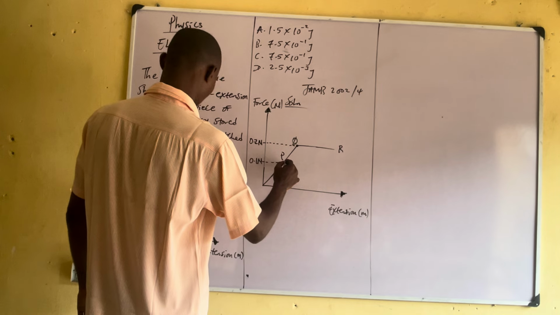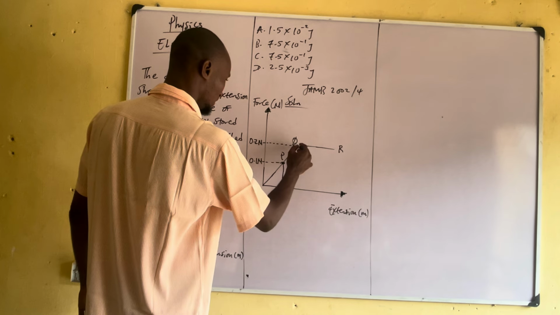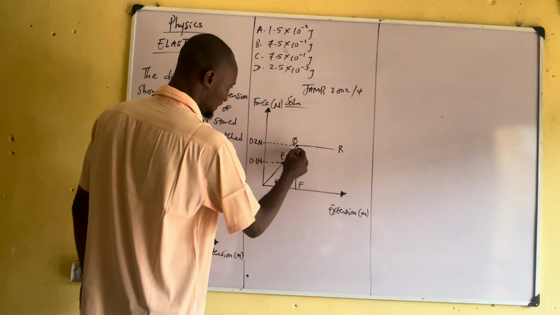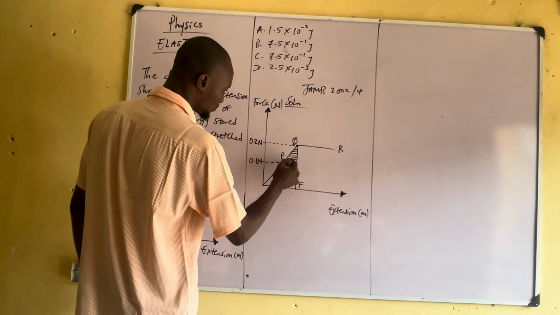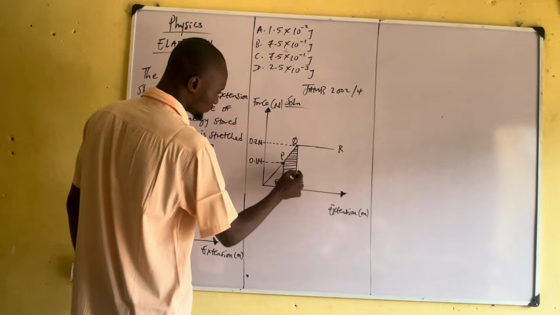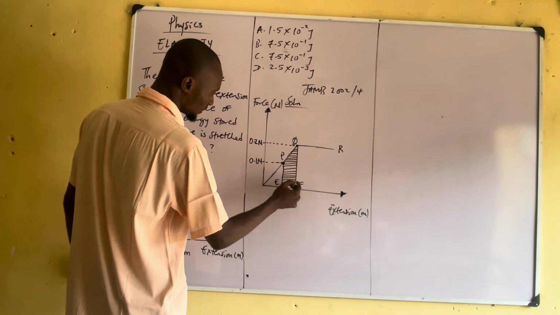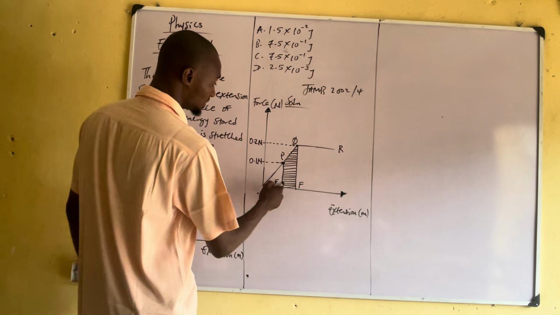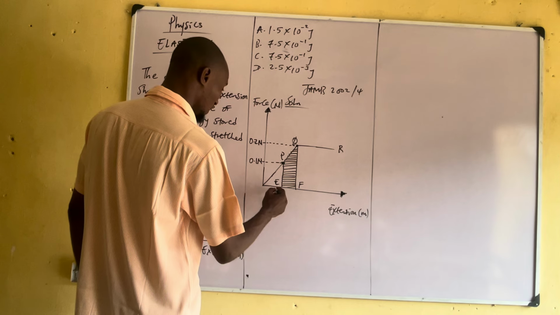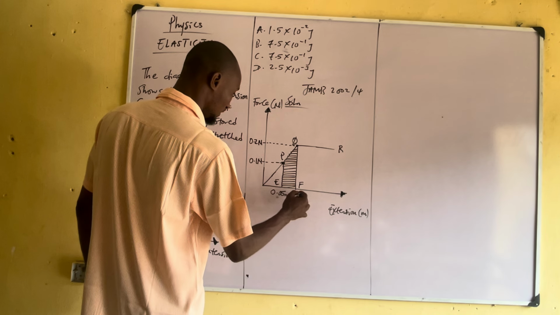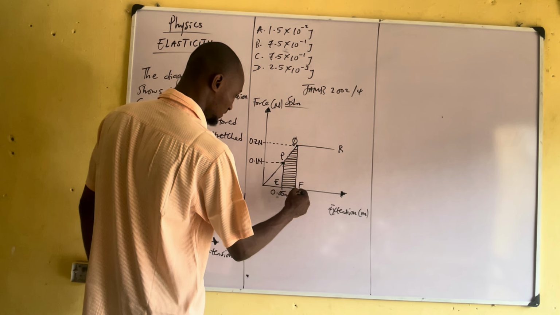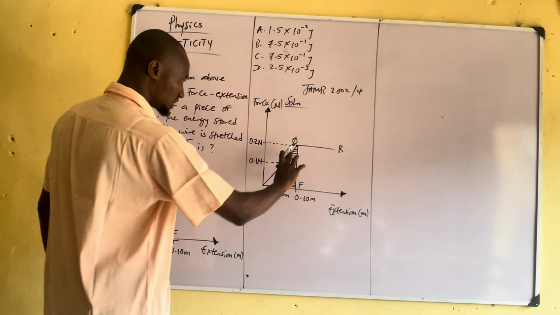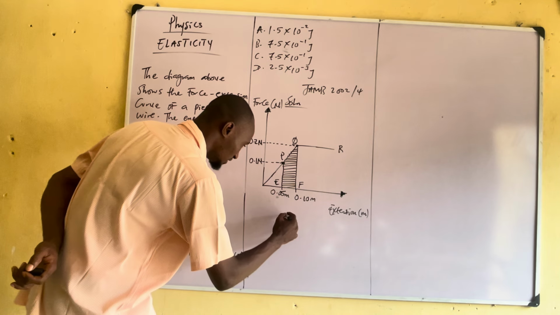Now draw the line vertical here. Draw this line vertical. This is E, and this side is F. Now shade this portion so that you know that this is what you are looking for. This is what you want to calculate in order to find the energy stored in the wire when stretched from point E to point F. At this point we have 0.05 meter, while at that point here we have 0.10 meter.